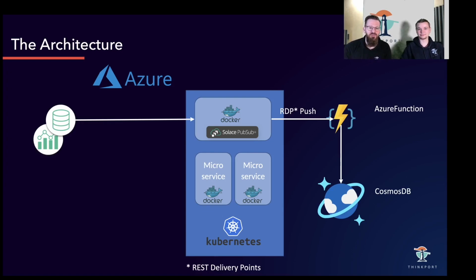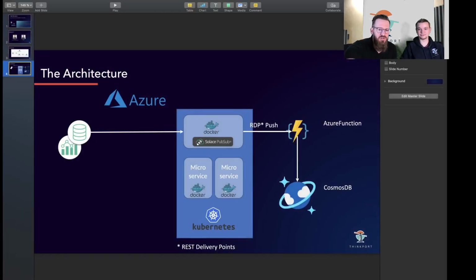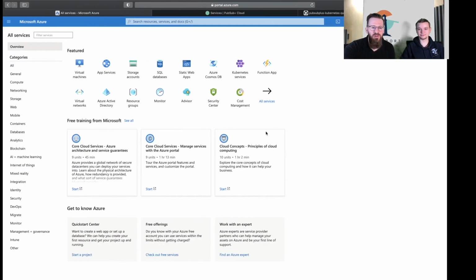Okay, now let's get our hands dirty, and we want to start to provision the different Azure services. Normally we would do this with Terraform, but today we will just click through the Azure portal. First of all, we will start with Kubernetes, and then we will provision the Solace broker. After that, the Azure function, Cosmos DB, and the different microservices. Okay, then let's switch to the Azure portal.